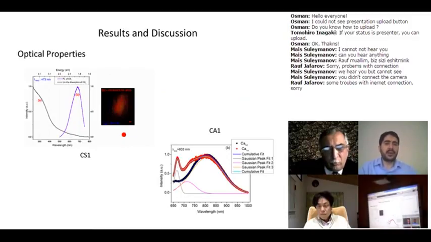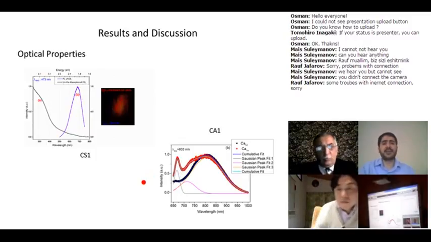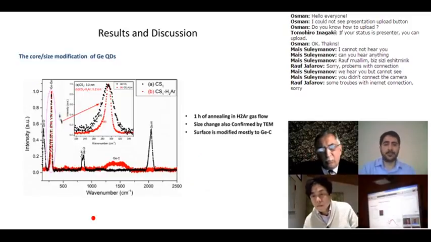This is the image of light coming out from our particles. This is the second photoluminescence spectra of my particle for the second method.